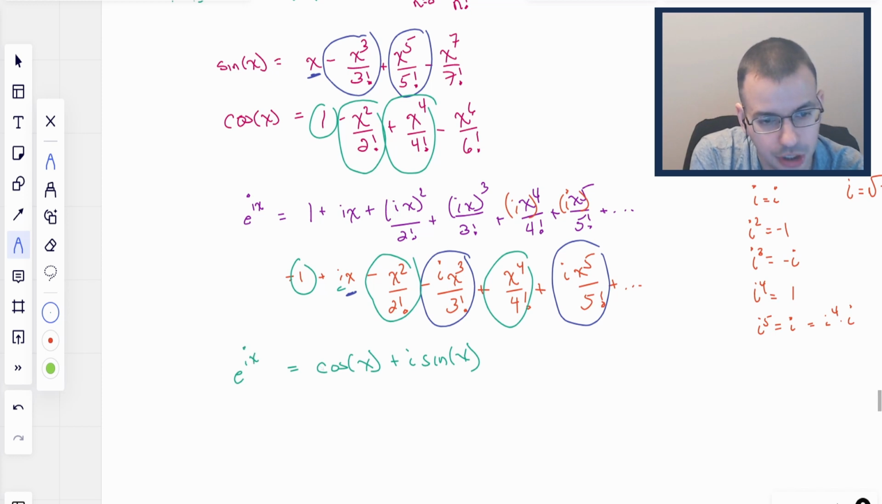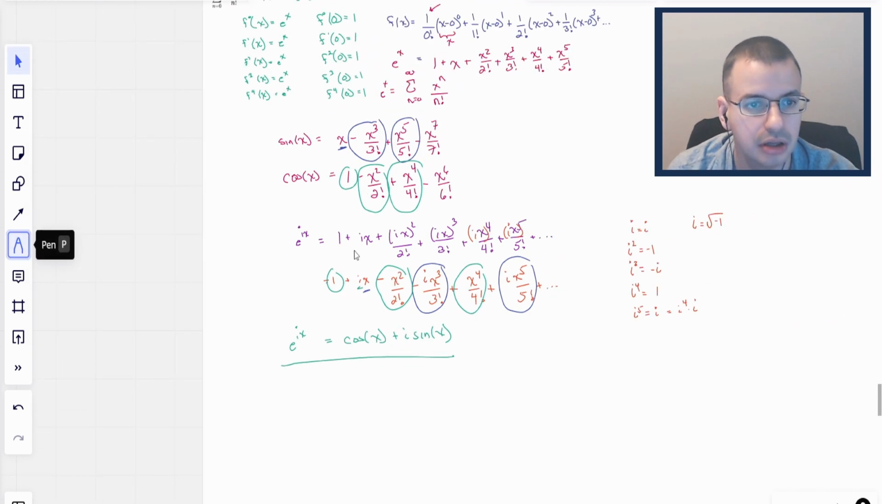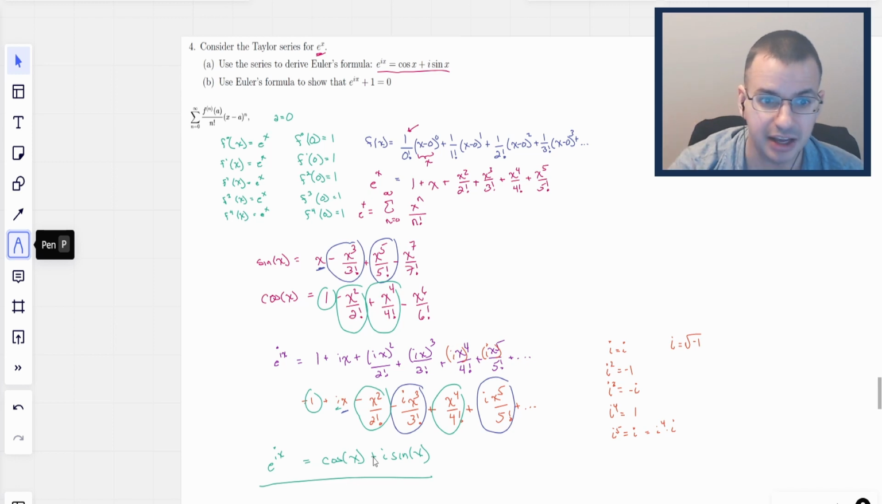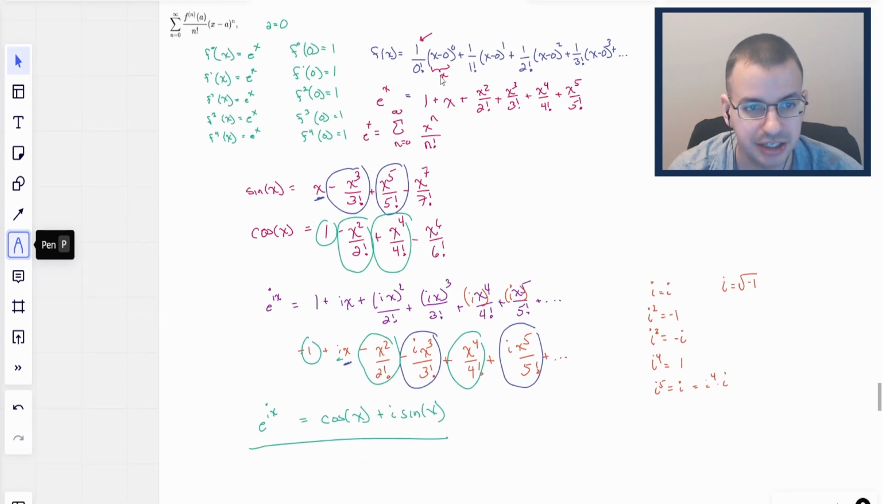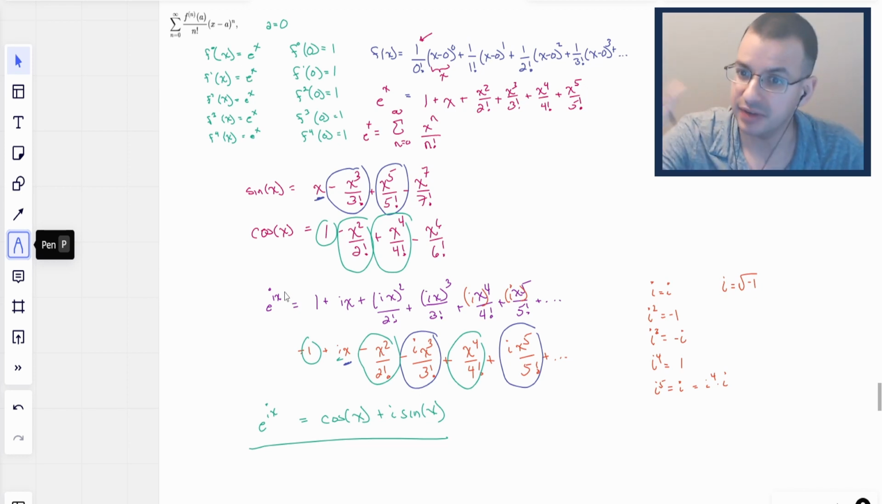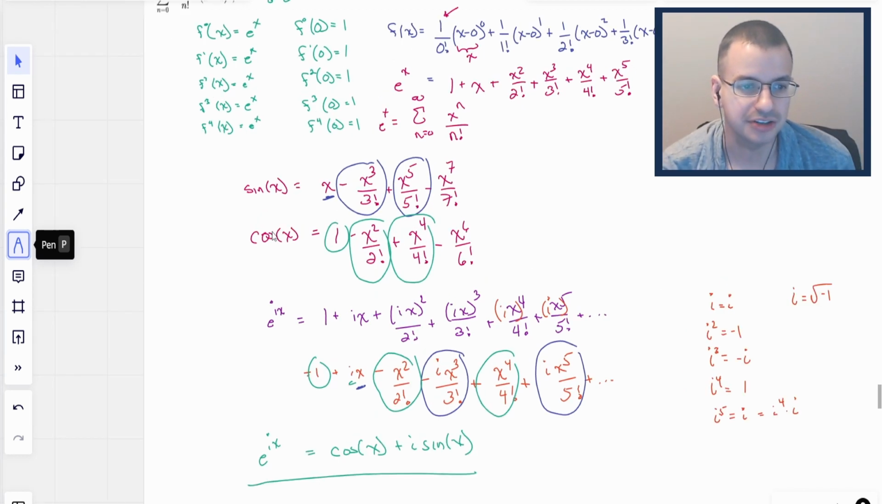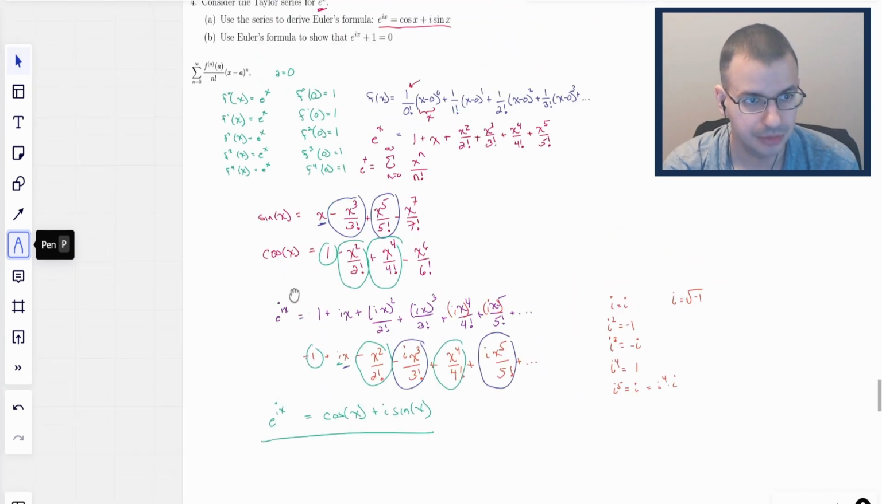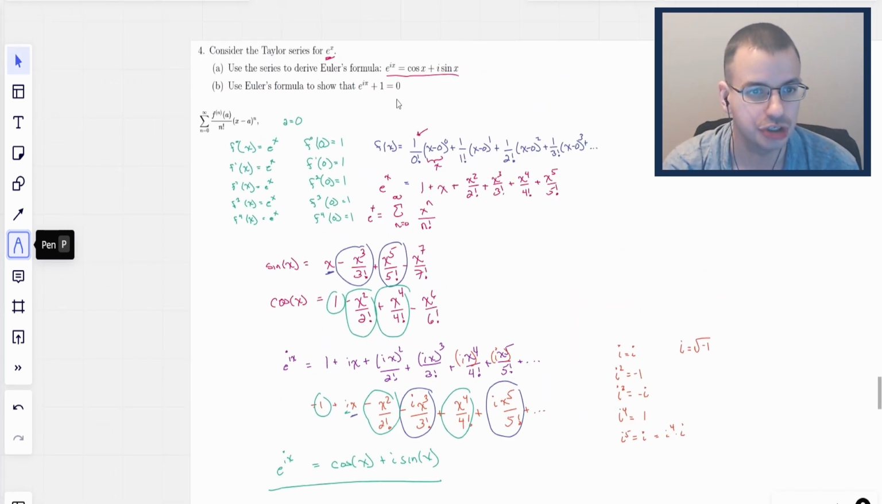So if we look back at what our goal was, our goal was to prove that e to the ix equals cosine of x plus i sine of x, and that's what we got here. All we did was take the Taylor series of e to the x, plug in ix in place of x, look at the Taylor series for sine of x and cosine of x, do some substitutions, zipper everything together, and right there we had Euler's formula.